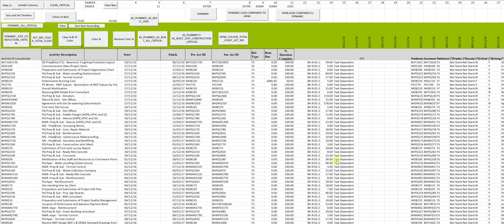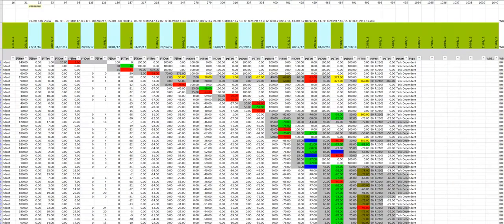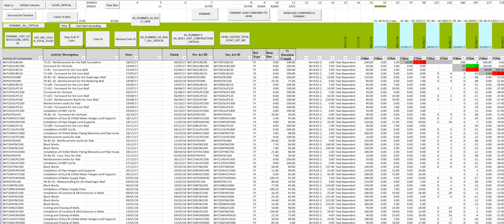Our first protocol is to look at the dynamic critical path. The dynamic critical path can be seen as the red coloured cells show how the path evolves. The activities associated with the as-built critical path for the dynamic are to the left, as also are the as-planned, the as-built.